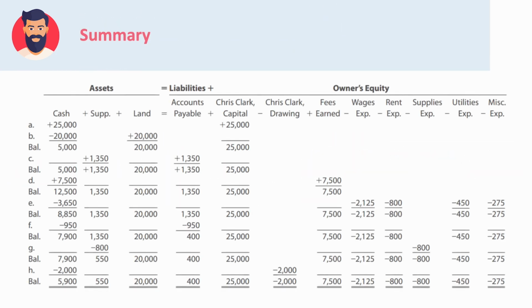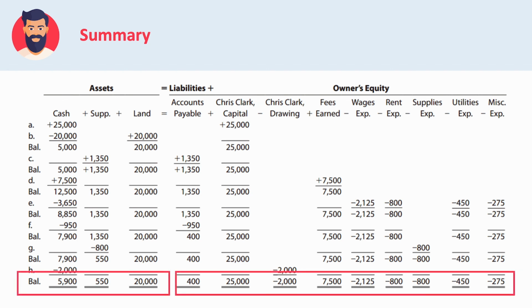Summary: each transaction is identified by letter, and the balance of each accounting equation element is shown after every transaction. You should note the following: the effect of every transaction is an increase or a decrease in one or more of the accounting equation elements. The two sides of the accounting equation are always equal.